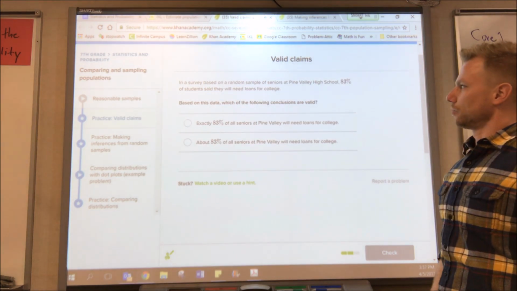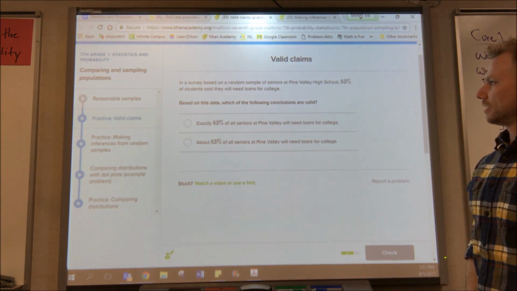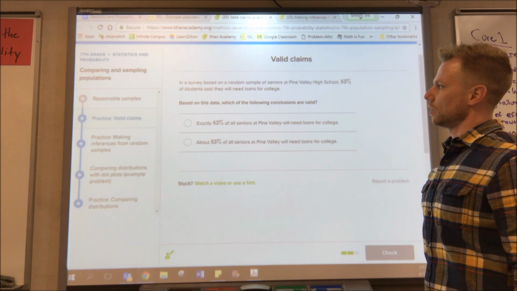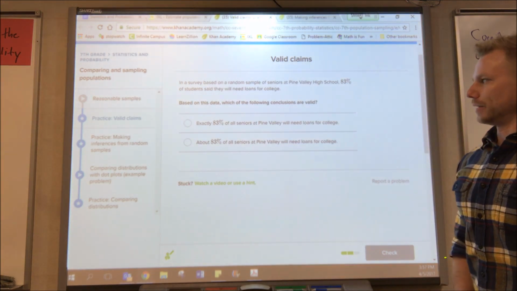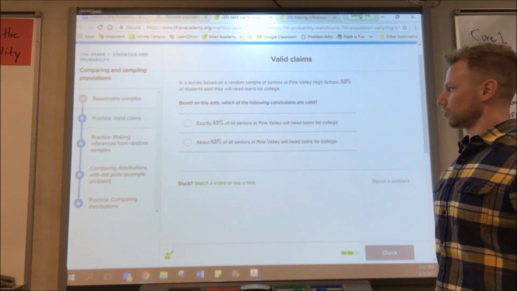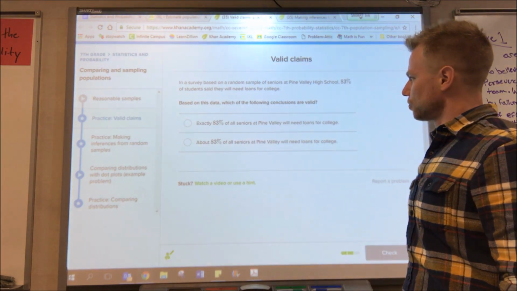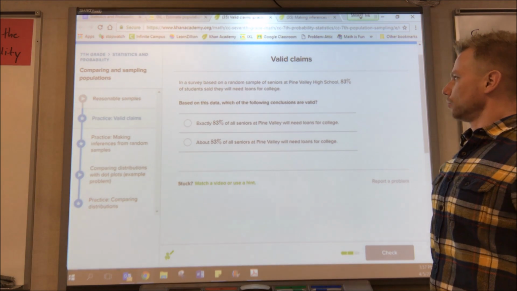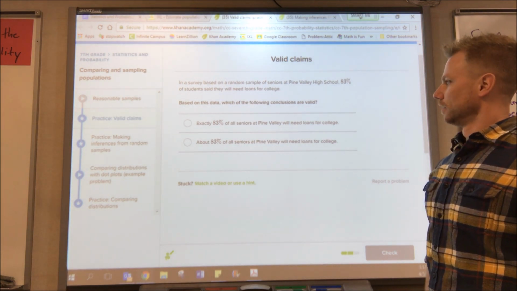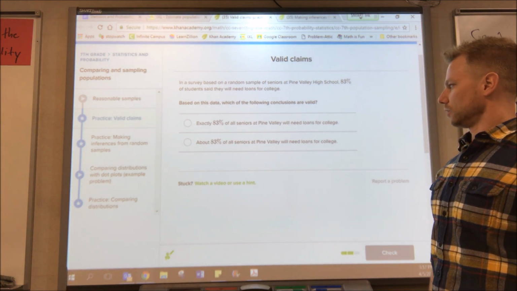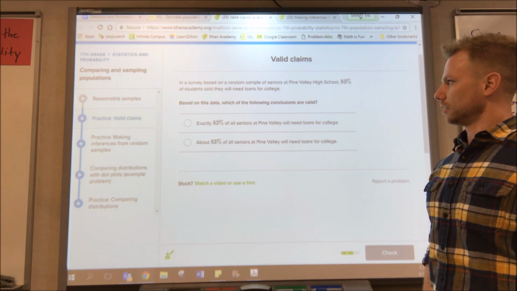In a survey based on a random sample of seniors at Pine Valley High School, 83% of students said they will need loans for college. Based on this data, which of the following conclusions are valid or which conclusions are true? Exactly 83% of all seniors at Pine Valley will need loans for college. About 83% of all seniors at Pine Valley will need loans for college.